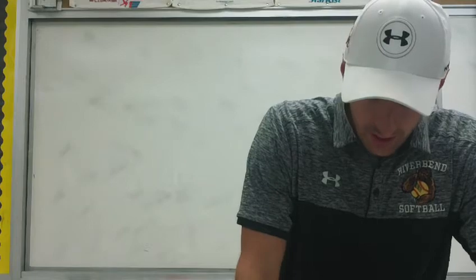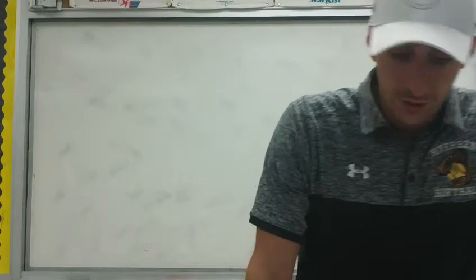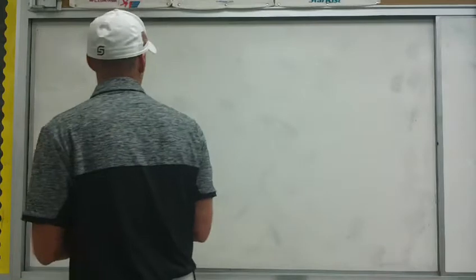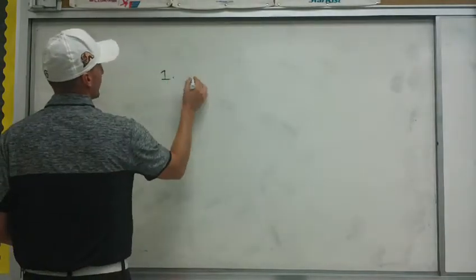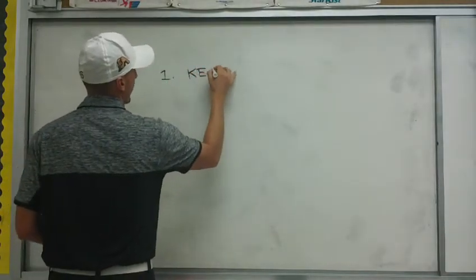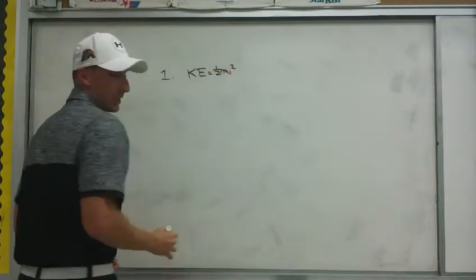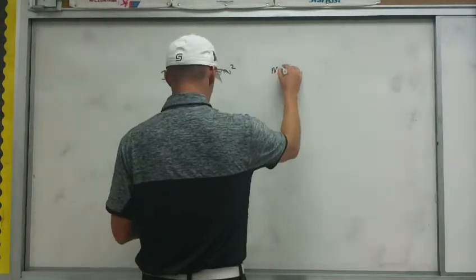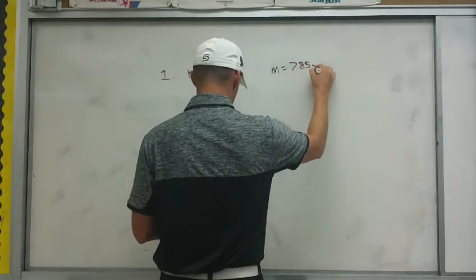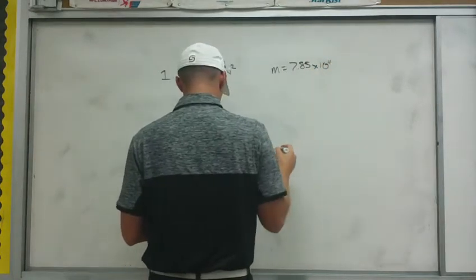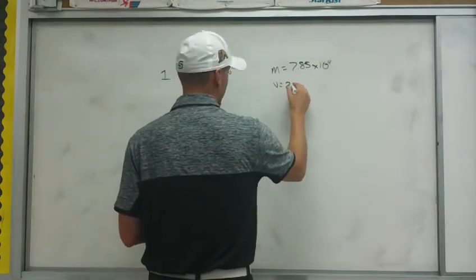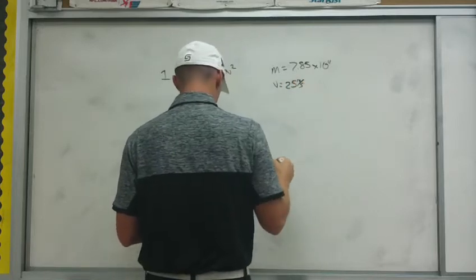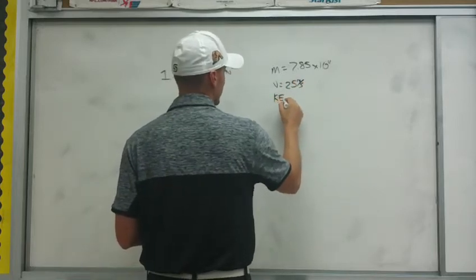All right, so number one says a comet with a mass of 7.85 times 10 to the 11th kilograms strikes Earth at a speed of 25 meters per second. Find the kinetic energy in joules. This one's pretty basic, straightforward, just getting used to the equation. You have kinetic energy equals 1/2 mv squared. It gives you mass, which is 7.85 times 10 to the 11th. Velocity is 25 meters per second. You need to find kinetic energy.